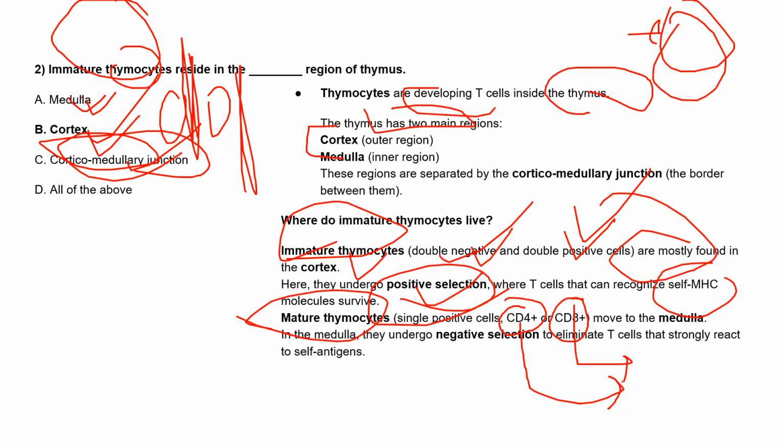So these mature thymocytes, which are single positive cells, will move to the medulla. In the medulla, they will undergo negative selection. They'll eliminate the cells that react strongly. Again, these are the two kinds of selection: one is positive and another is negative selection.